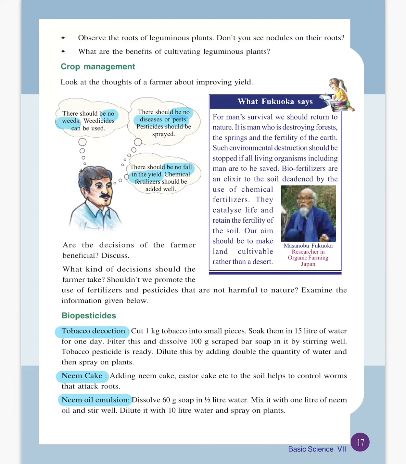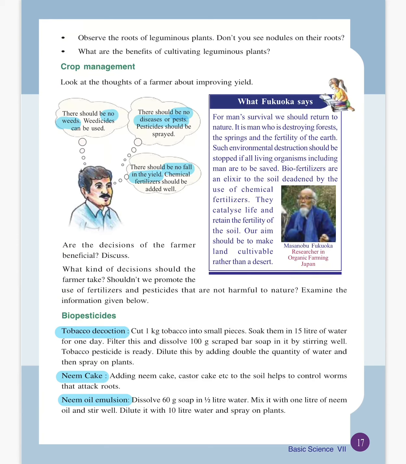What all can we do for this? Now we have learned intercropping, we have learned crop rotation, we learned the importance of leguminous plants. Now let's see what are biopesticides. Biopesticides are pesticides made from nature. So the first, tobacco decoction, neem cake, neem oil emulsion. Children, please learn this process by heart. It is asked in the question paper.